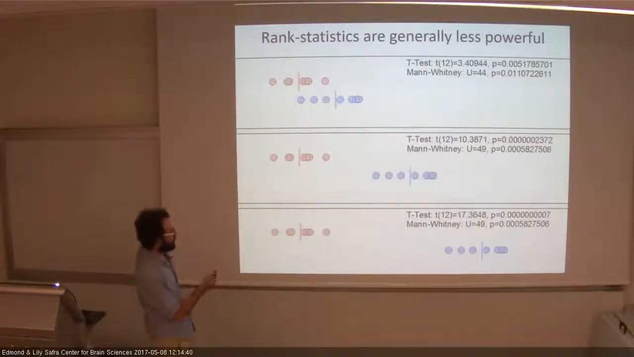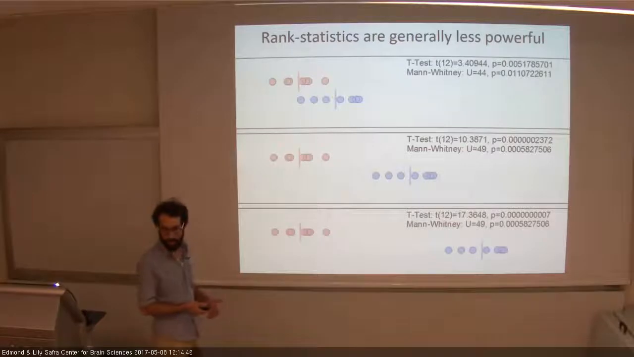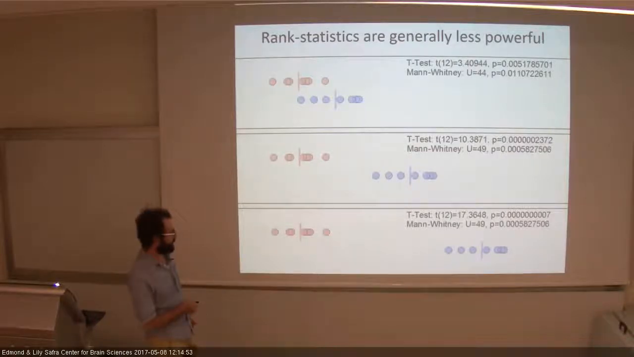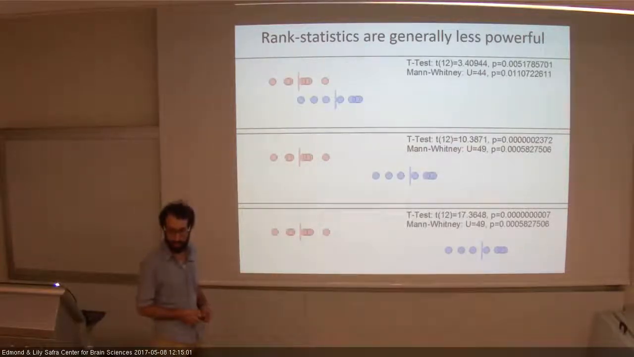So once these two groups are perfectly separated, U equals 49, which means that in all the possible pairs, the man wins. So for a greater effect, we still have the same significance. Okay, so we have sort of a ceiling to our significance. And this is a price that we pay.